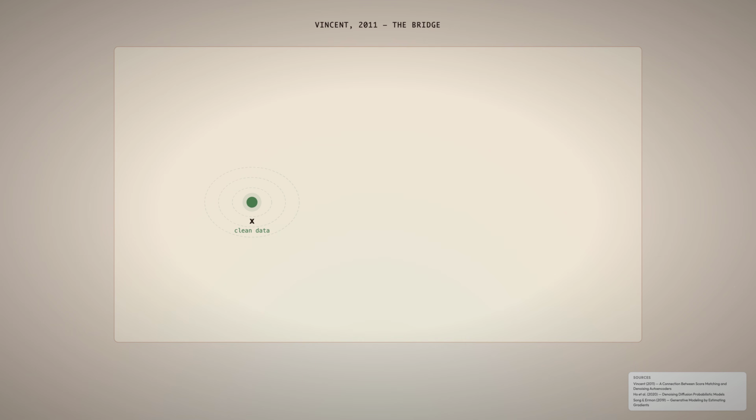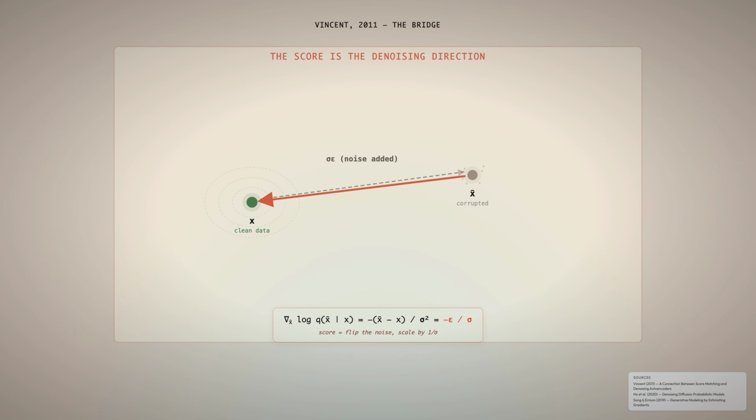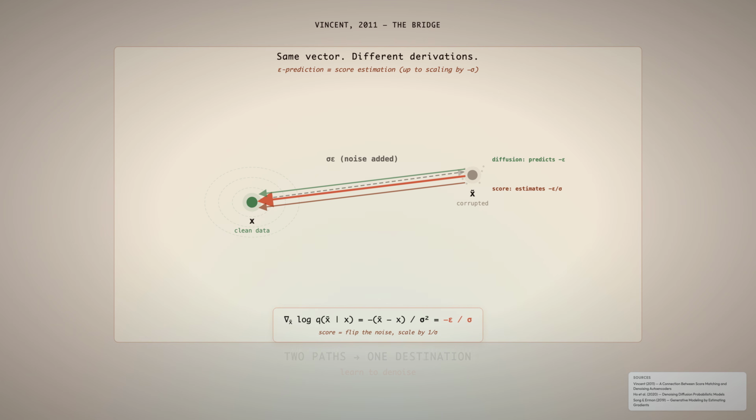Take a clean data point, corrupt it with Gaussian noise, push it away from the data manifold. Now what direction points back toward the clean data? Exactly the negative of the noise you added, scaled by 1 over sigma. That's the score of the noisy distribution. The denoising direction is the score. So the diffusion noise predictor and the score estimator are learning the same vector, just rescaled. Two mathematical paths to the same operation: learn to denoise.